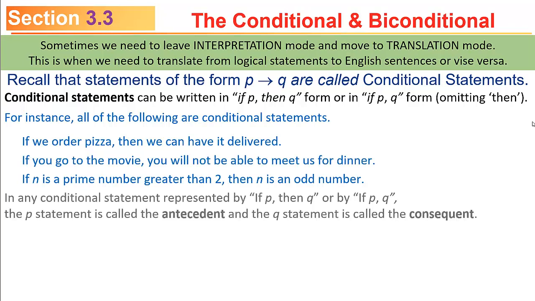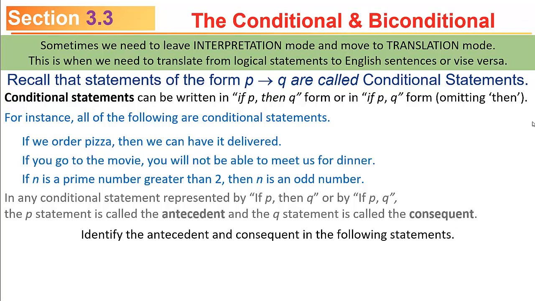In any conditional statement represented by "if P then Q" or by "if P, Q", the P statement is called the antecedent, as I've mentioned earlier, and the Q statement is called the consequent. Occasionally you'll see the antecedent called the hypothesis and the Q called the conclusion. So, identify the antecedent and consequent in the following statements.